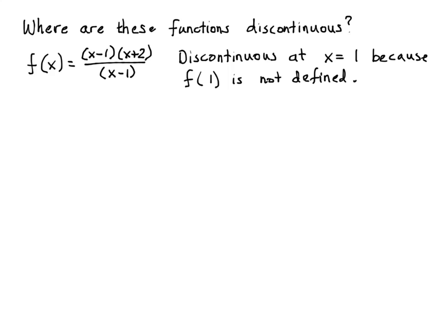Wait, what's the difference between discontinuity and the holes? Couldn't you easily say that there's actually a hole at x equals 1? Yes, and that's the discontinuity. So they're the same. The hole is a way to describe why it's discontinuous at that point.